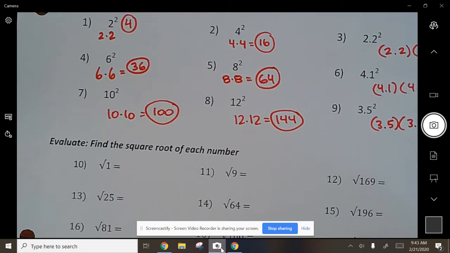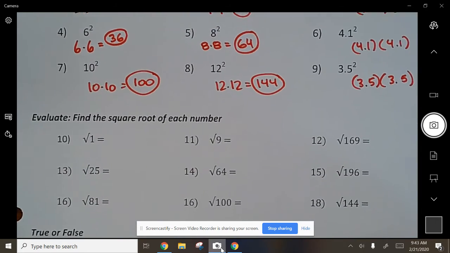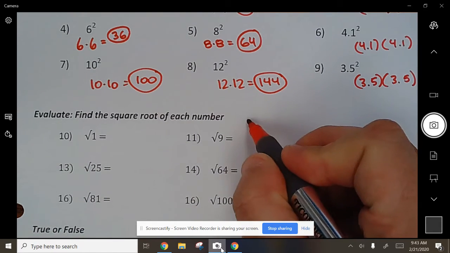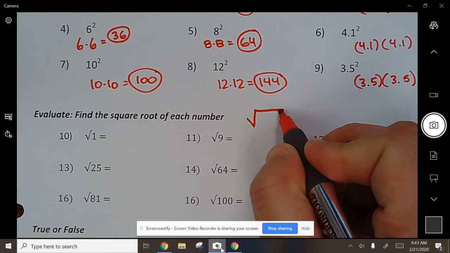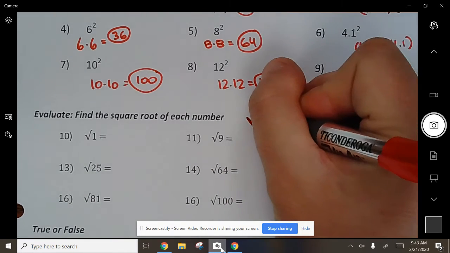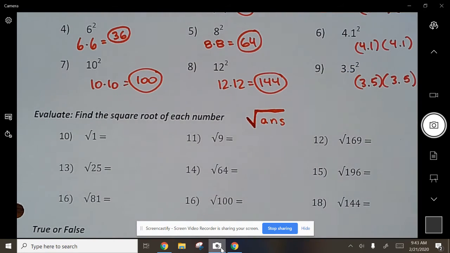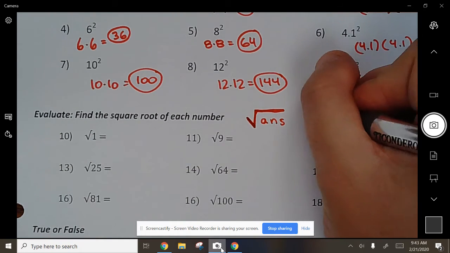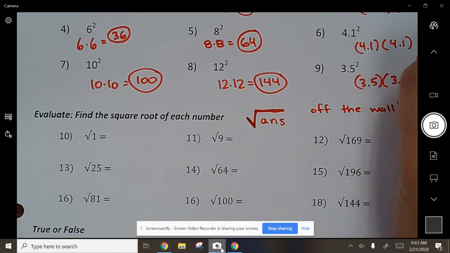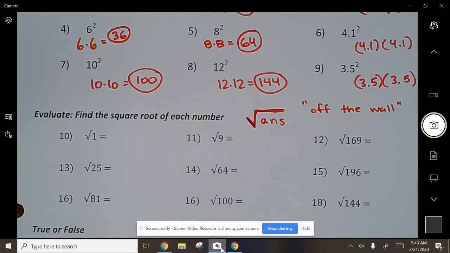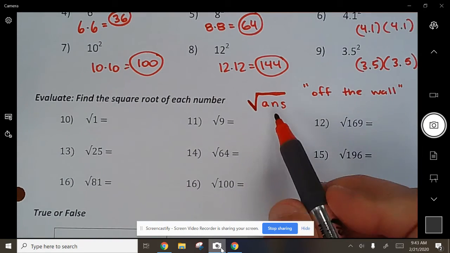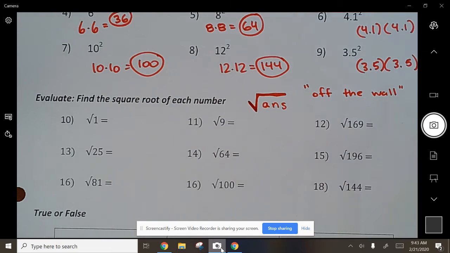Now, down here, we're going to be square rooting. And back in the past, I've kind of usually done this square root sign. And what does it look like to you? I always put this little A and S, vans, and eventually I give you the phrase, let's go off the wall. And I'll say that every once in a while, let's go off the wall with this problem. Because eventually we're going to solve equations with these square roots. But yes, this is the vans off the wall kind of problem.